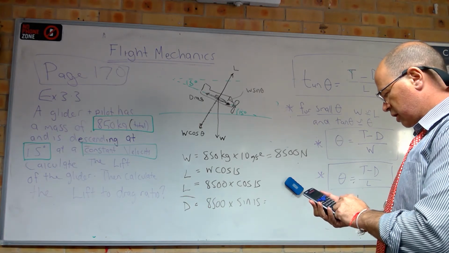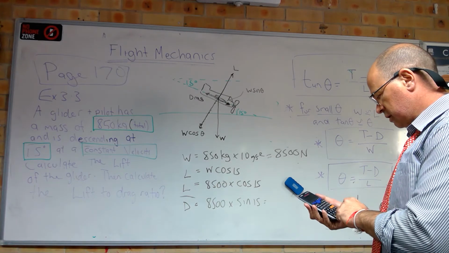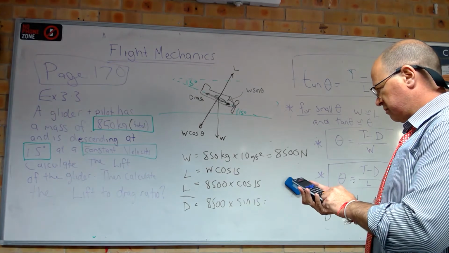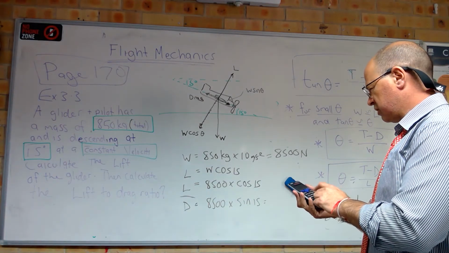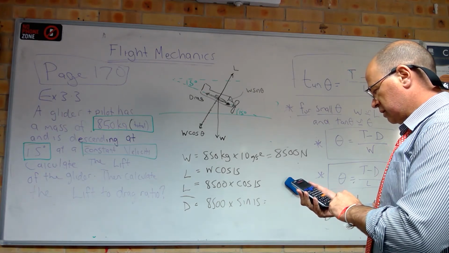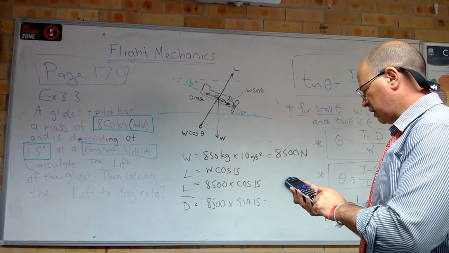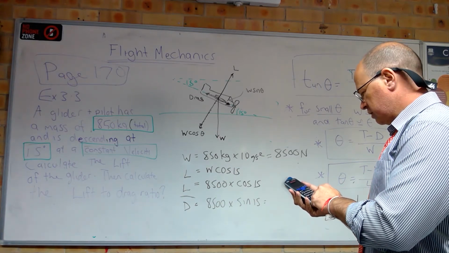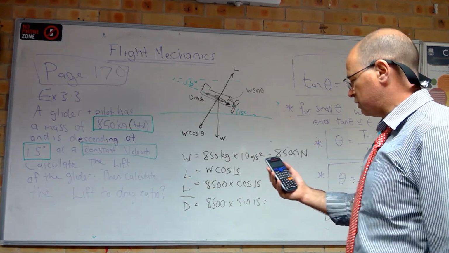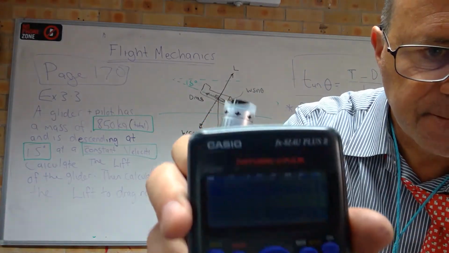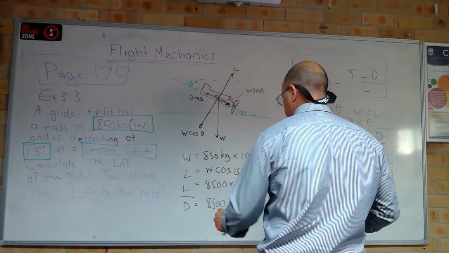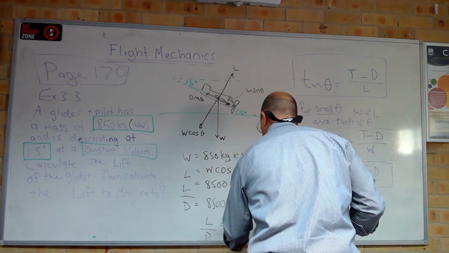8,500 times cos 15, divided by drag. 8,500, I've forgotten my brackets, (8,500 times cos 15) divided by (8,500 times sine 15) equals 3.73. Okay, so L to D is equal to 3.73.